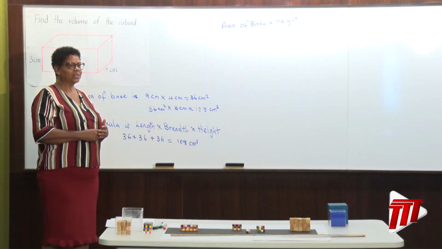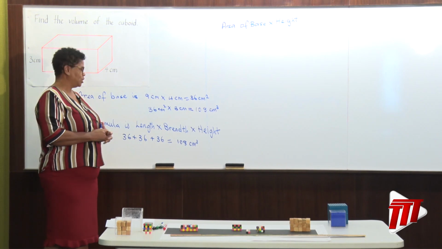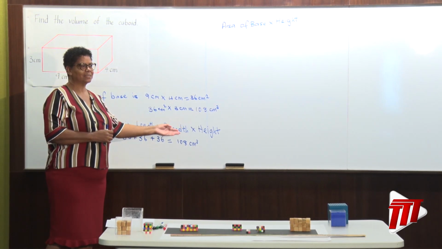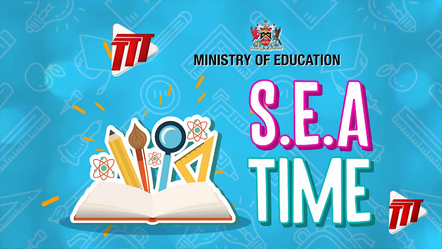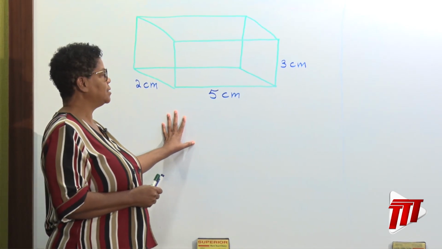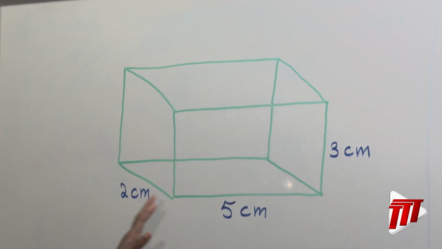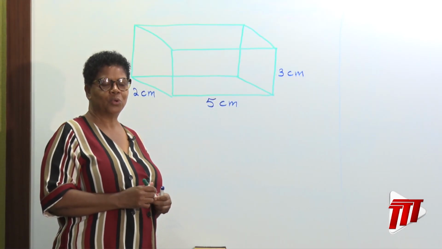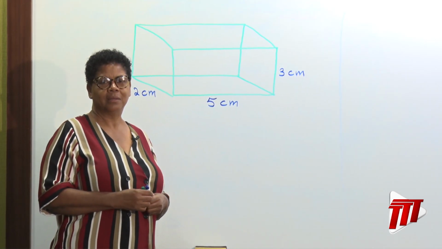Now we are going to move on to another problem where we're going to practice using the formula, which is length multiplied by breadth multiplied by height. Here we have another cuboid. Its dimensions are 5 centimeters by 2 centimeters by 3 centimeters. And we are going to use our formula to help us solve. But we're also going to check to see if our formula is working like normal counting of cubes.